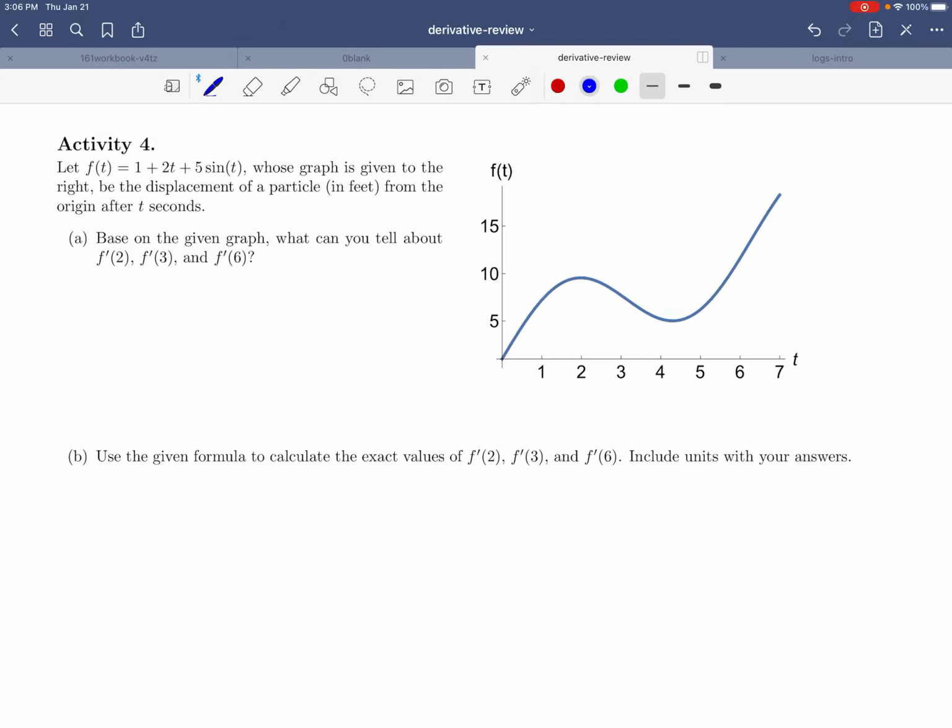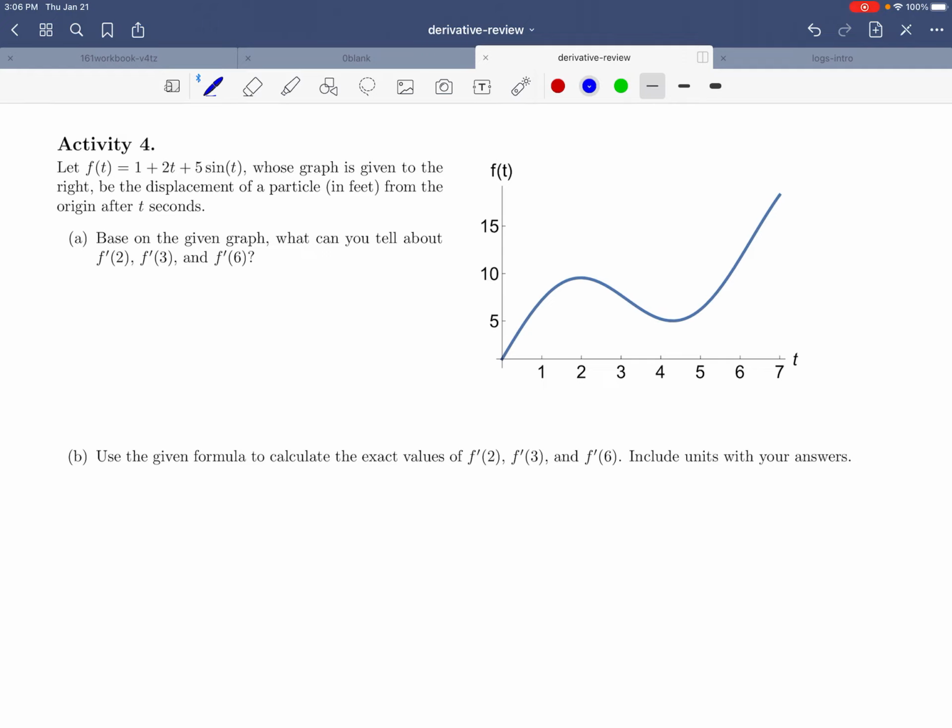Let's look at activity 4. Let f of t equals 1 plus 2t plus 5 sine of t, whose graph is given on the right. So over here we see the graph of the function 1 plus 2t plus 5 sine t. And this represents a displacement of a particle from the origin after t seconds. So we have some particle moving along an axis, if you like, and this function tells us how far away from the origin our particle is at any given time.